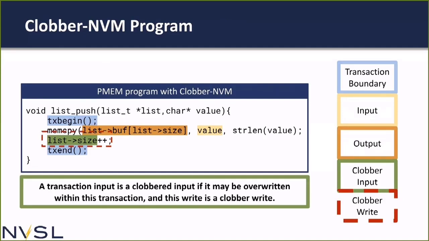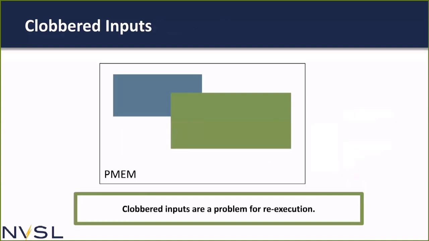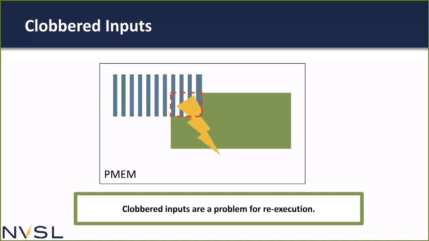A transaction input is a clobber input if it may be overwritten within this transaction, and this write that overwrites the input is a clobber write. Clobber inputs are a problem for re-execution. If an input is clobbered during transaction execution, re-executing the code will use a new value for the input. For the same reason, if a failure happens in the middle of a transaction, the recovery process cannot simply re-execute the transaction because the re-execution will then be based on inputs that are in an unknown state.